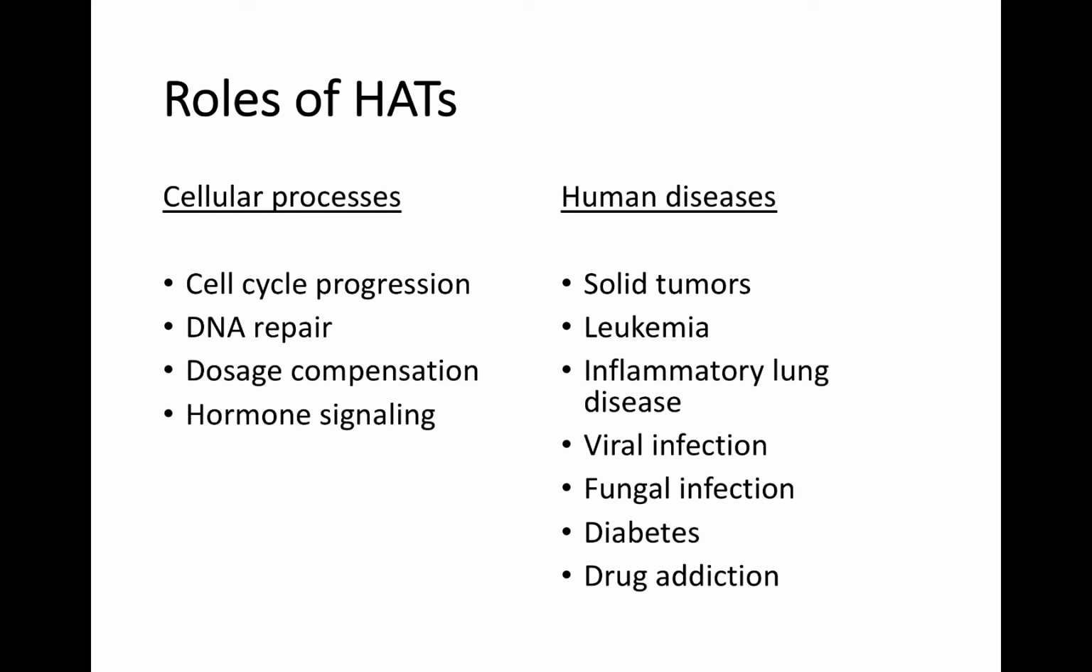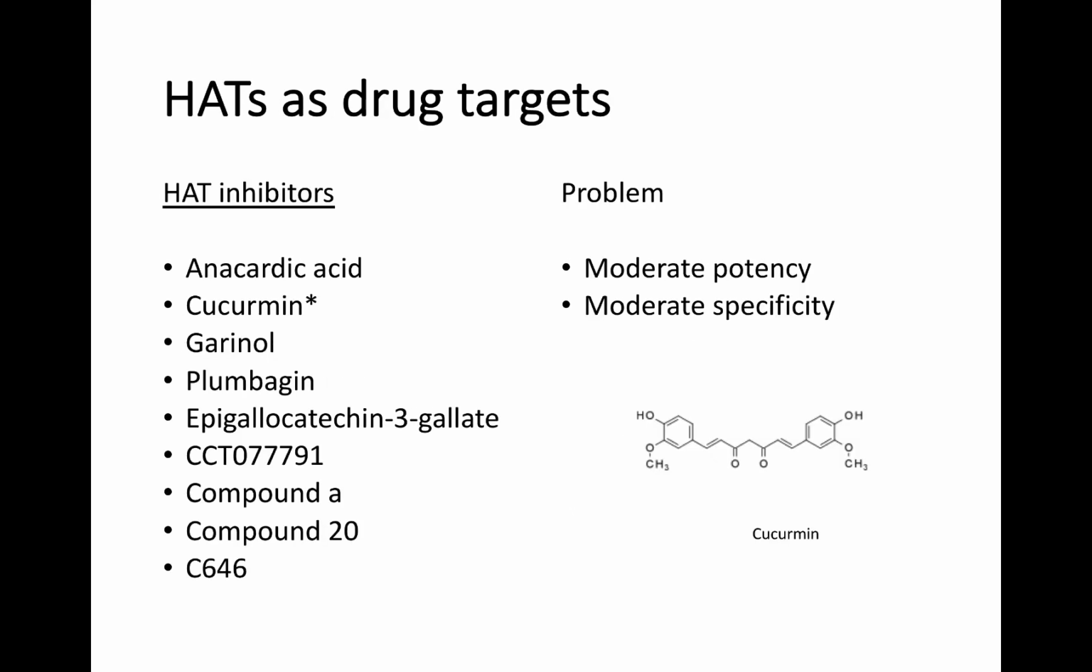Given that the addition of acetyl groups to histones leads to a weakening of the interactions between the DNA and the histone proteins and makes the DNA more accessible, it is not surprising that HATs have many important roles. HATs are important generally for gene regulation and more specifically for cell cycle progression, DNA repair, hormone signaling, and dosage compensation. They also play significant roles in human diseases, including a variety of cancers, but also in acute infections and chronic diseases such as diabetes.